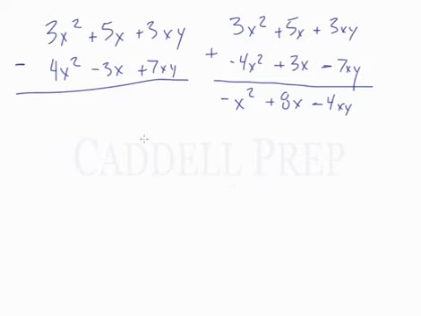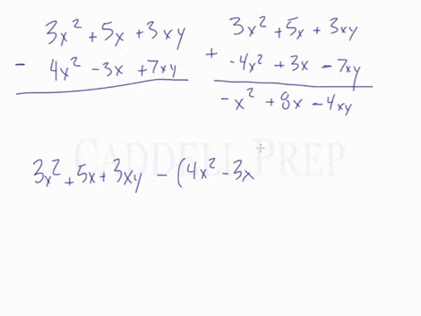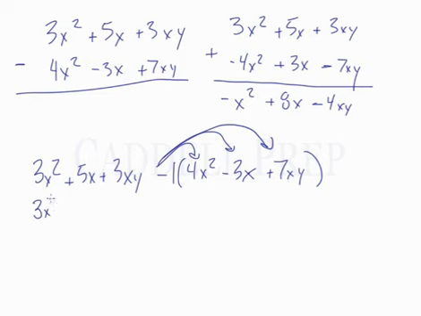And again, let's do this in a horizontal line. So we have 3x squared plus 5x plus 3xy minus 4x squared minus 3x plus 7xy. Again, we're going to have to distribute this out here, because there's a negative on the outside of parentheses, it's like a negative 1. Each term inside has to be multiplied by negative 1. So we have 3x squared plus 5x plus 3xy becomes minus 4x squared plus 3x minus 7xy.